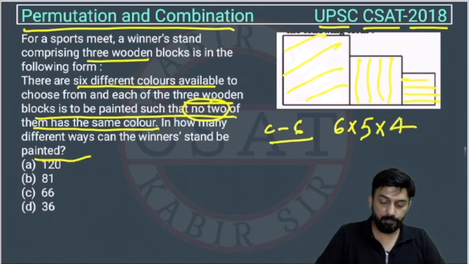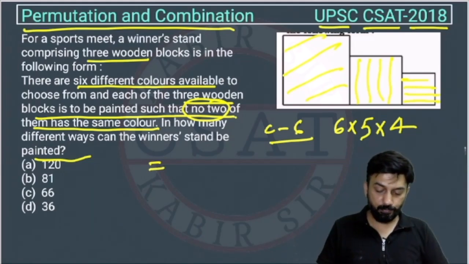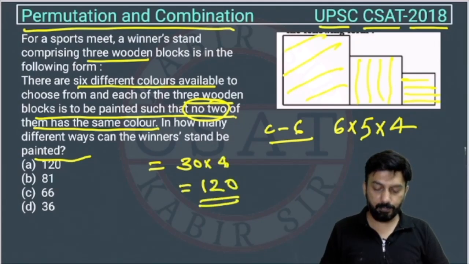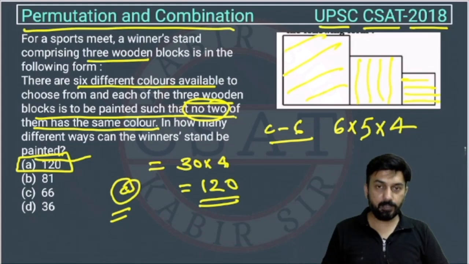So the total number of ways is 6 into 5 into 4. We will multiply it. So this will be 30 into 4, so this will be 120. So in 120 ways we can paint this stand. So the answer is option A.